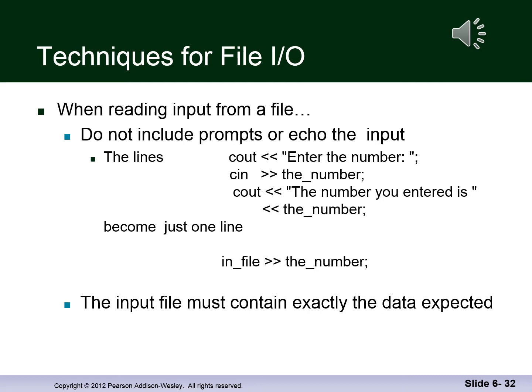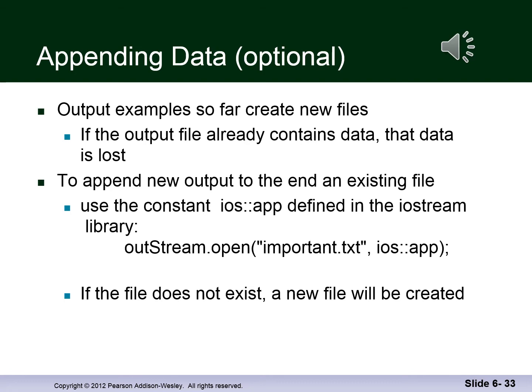All of our output examples to this point create new files or overwrite the existing file. If you want to add the output to the existing data in the file, that's called appending the data to the file. So we must use the constant ios::app defined in the iostream library. To open a file, attach it to an outstream object, and have the output written to that file appended, added to the end, you use this line of code: outstream, well, the outstream object had to have been declared, dot open, important.txt in double quotes, comma, ios::app.